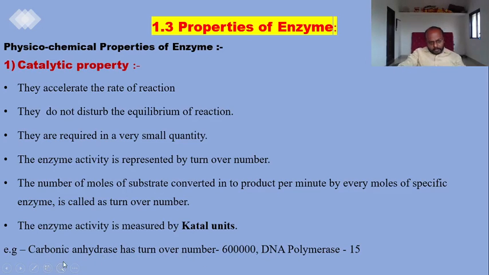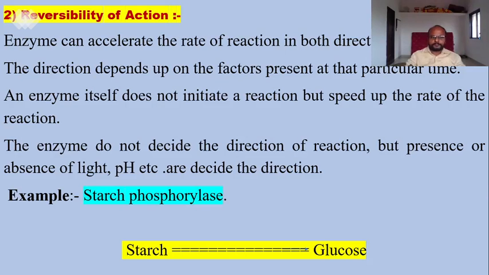If you take the example of the turnover number of carbonic anhydrase, the carbonic anhydrase enzyme has a very high catalytic property. That means it has a turnover number of about 60 lakh, and the DNA polymerase enzyme, which plays an important role in DNA replication, has a catalytic property of only 15. So here this is nothing but the catalytic property or the catalytic activity of the enzyme. So this is a very important property of an enzyme.